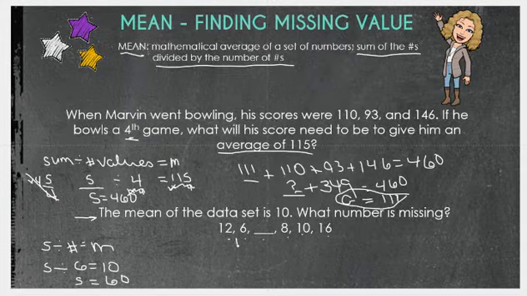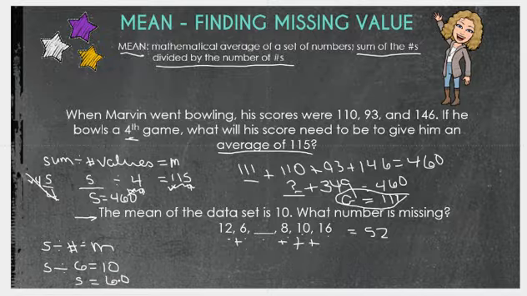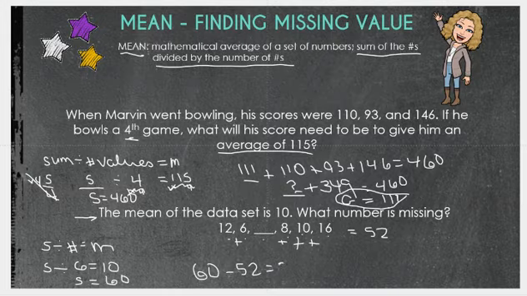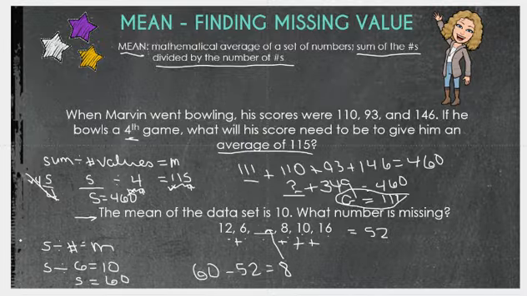If we add up what is here so far, 12 plus 6 plus 8 plus 10 plus 16, we get 52. And then if we take what the sum is supposed to be, 60, minus the sum that we have so far, we get 8 as the missing value. And then again, I would encourage that students add up 12, 6, 8, 8, 10, 16, get the sum, divide by 6, and make sure that the mean is 10. And that is just a few quick questions about finding the missing value. Let me know if you have any questions.